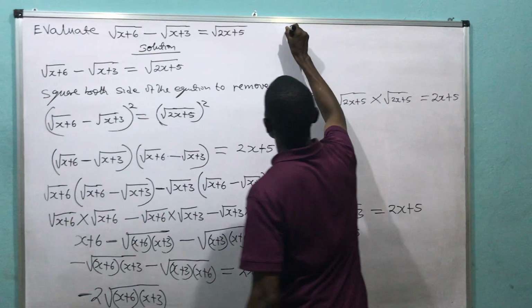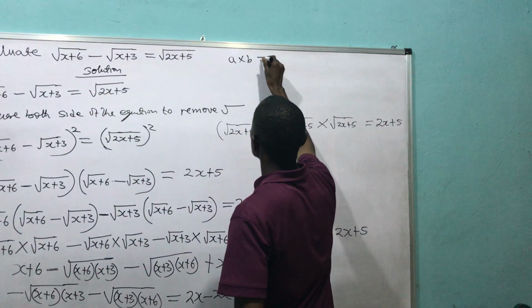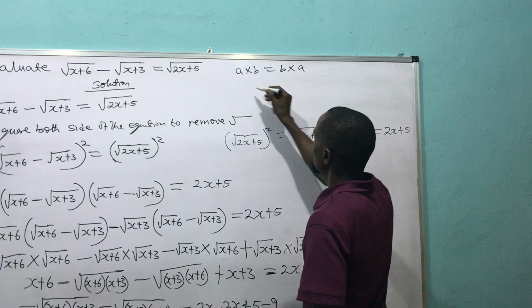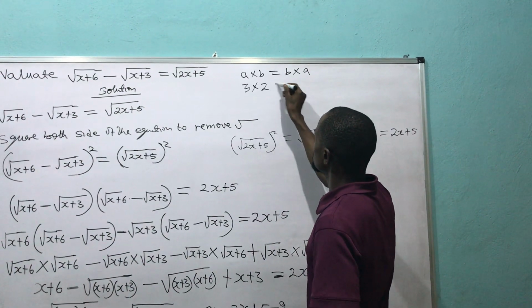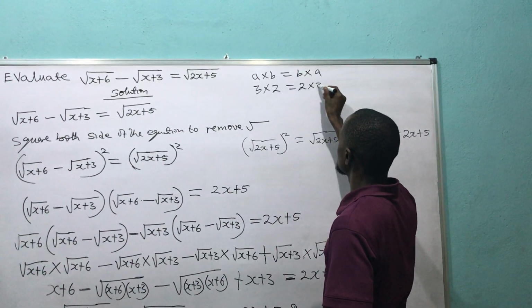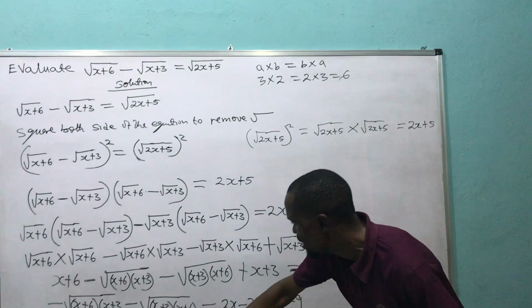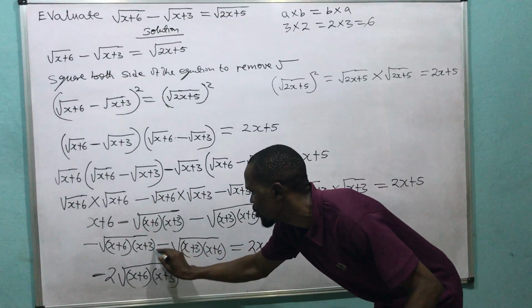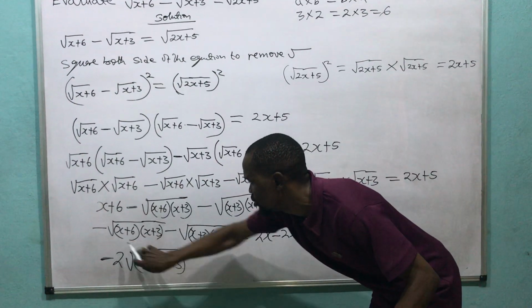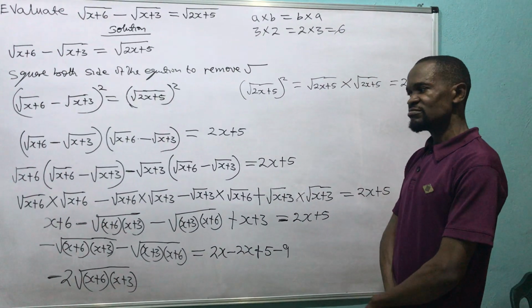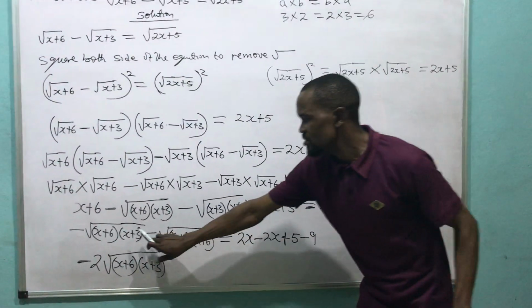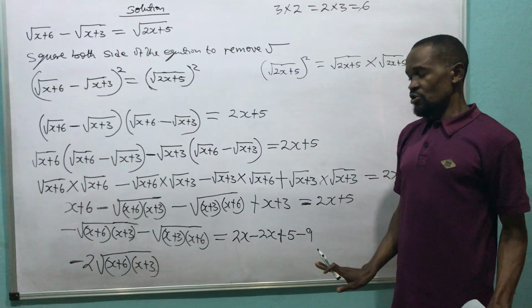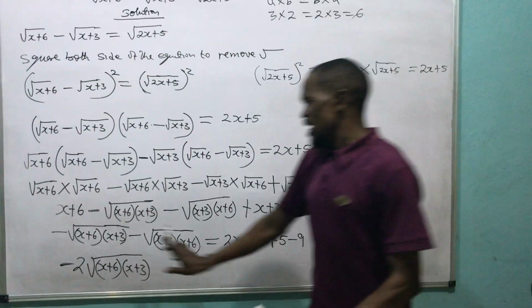This is the same thing as A times B is the same thing as B times A. That makes 3 times 2 the same thing as what? 2 times 3. And the answer is 6. So whether this one is here or this one is here, it's the same thing. You get me right? This and this one are there. So they are the same.